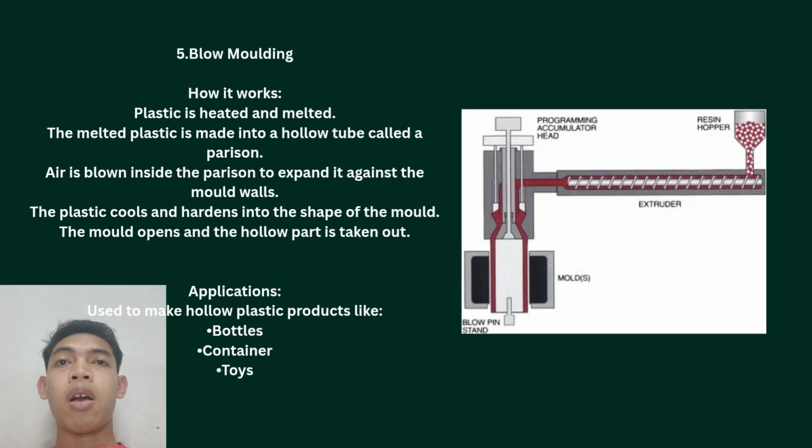Blow molding. How does it work? Plastic is heated and melted. The melted plastic is made into a hollow tube called a parison. Air is blown inside the parison to expand it against the mold wall. The plastic cools and hardens into the shape of the mold. The mold opens and the hollow part is taken out. So for the application, it is used to make hollow plastic products like bottles, containers, and toys.